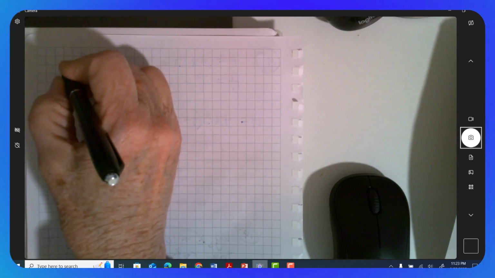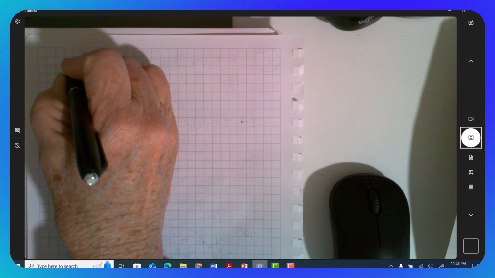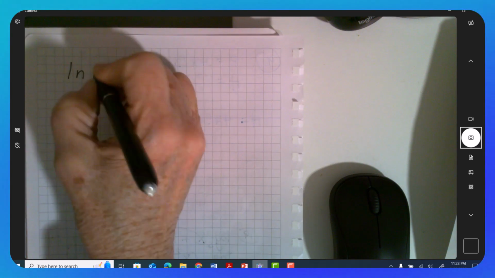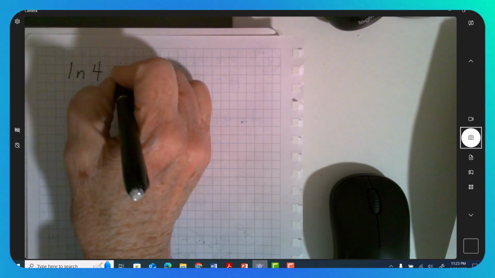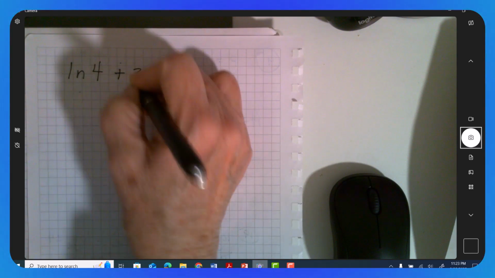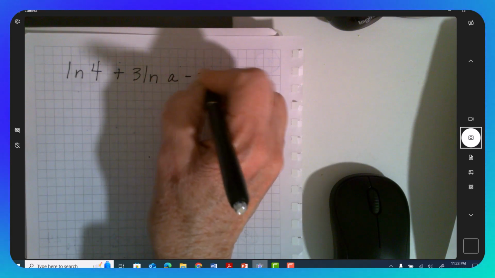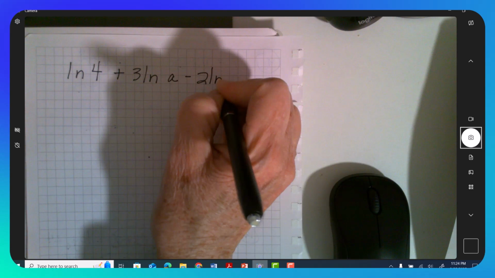All right, we want to condense on number 22. So we're going to take an expanded log and we're going to condense it back down again. So we have the natural log of 4 plus 3 times the natural log a minus 2 times the natural log b.